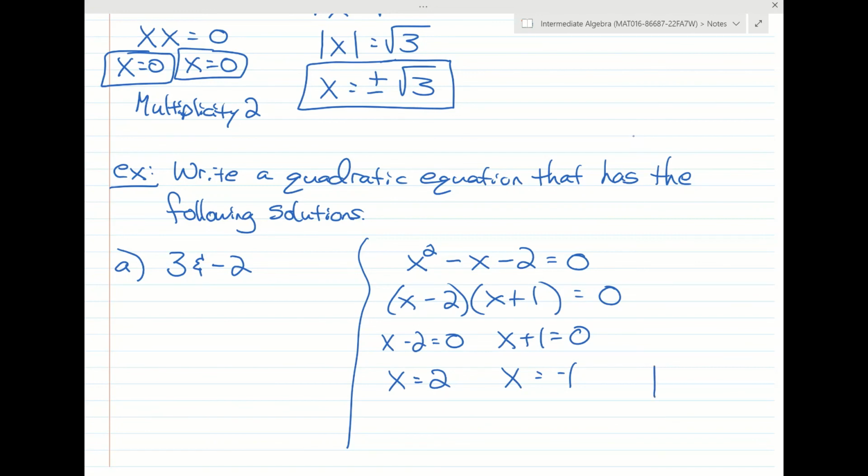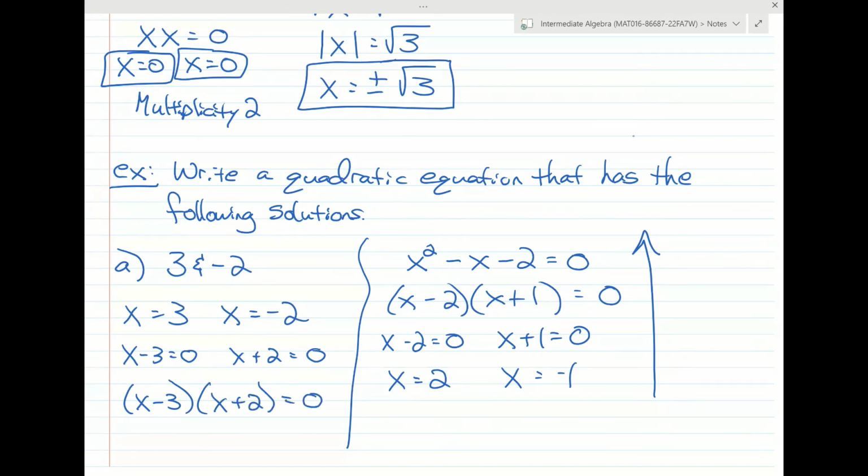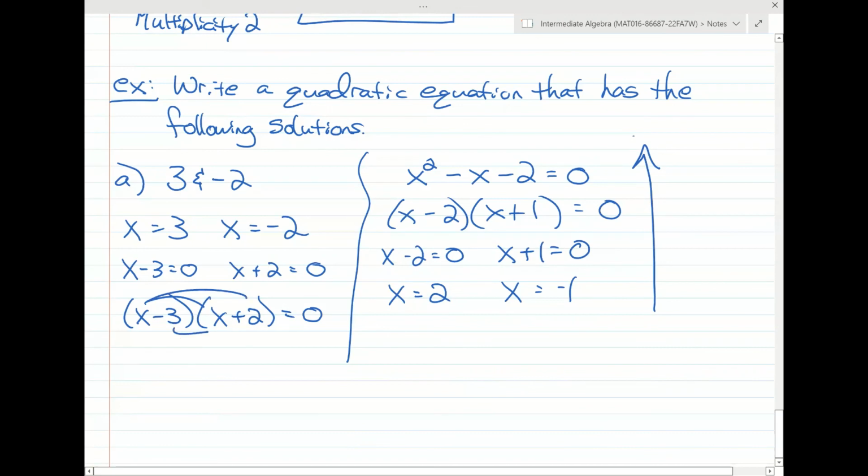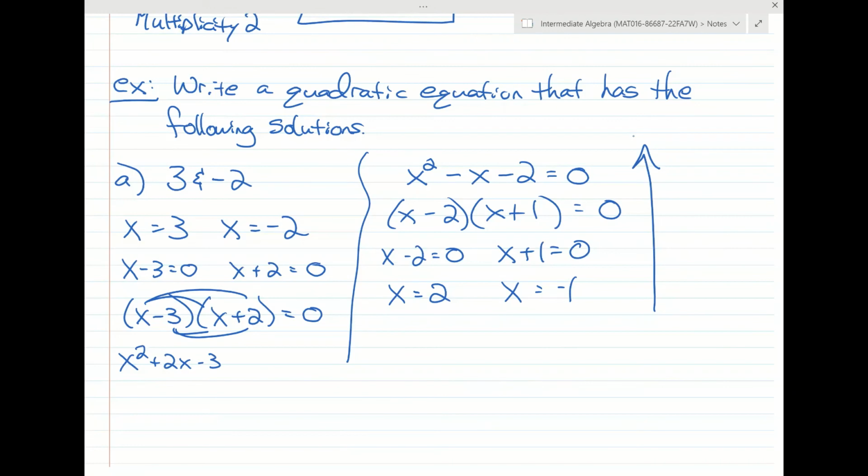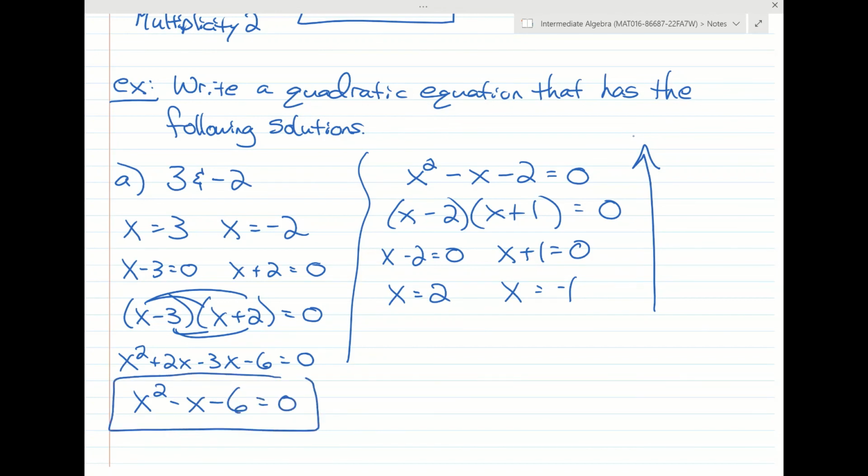What we're gonna do this time is we're gonna go in the reverse order. So the way we do these kind of problems is if the solution's 3, we say x equals 3 and x equals -2. Then we want to make them equal to 0. Then we want to multiply the factors. To get our polynomial. And this would be the answer. So it's almost like we're working backwards. Yeah. So quadratic equation just means the highest power is 2.